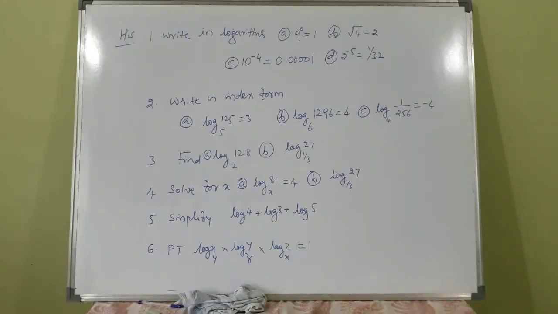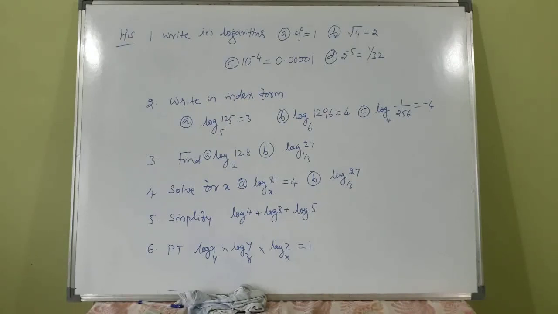See, this is a homework exercise for you. First question is to write in logarithm forms: 9 raised to 0 is equal to 1. Remember, any constant to the power 0 is 1, so if you take log, log of 1 to the base 9 is equal to 0. Log of 1 is always 0. That result you have to remember.